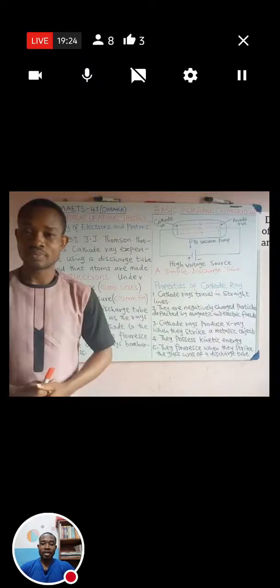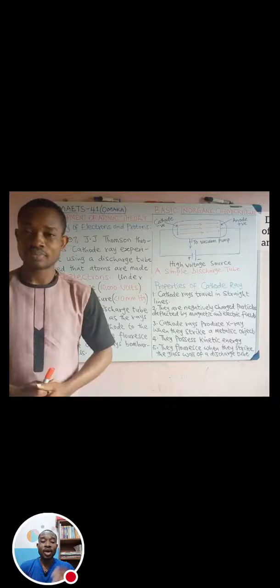So what is the point here? You as a student are expected to know the person that discovered protons and electrons. And simply put, without wasting time, J.J. Thomson discovered them. J.J. Thomson discovered the protons and the electrons. Take note of that.